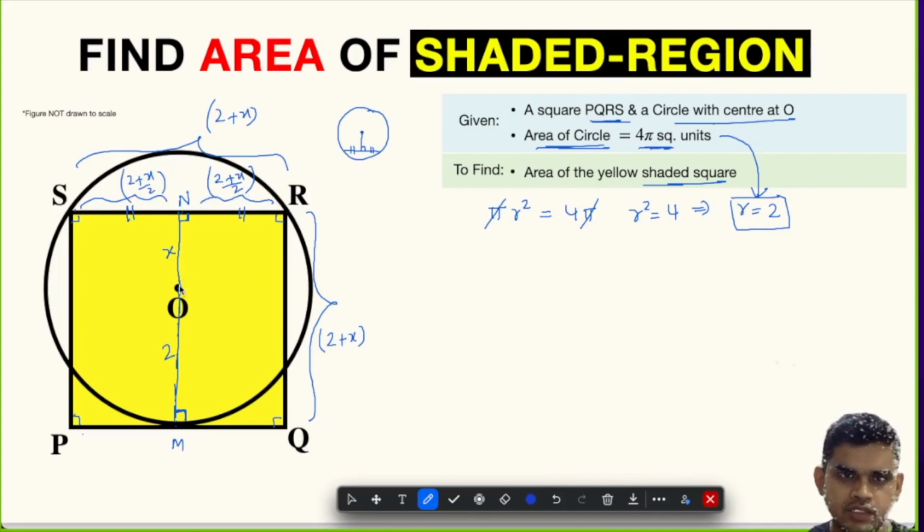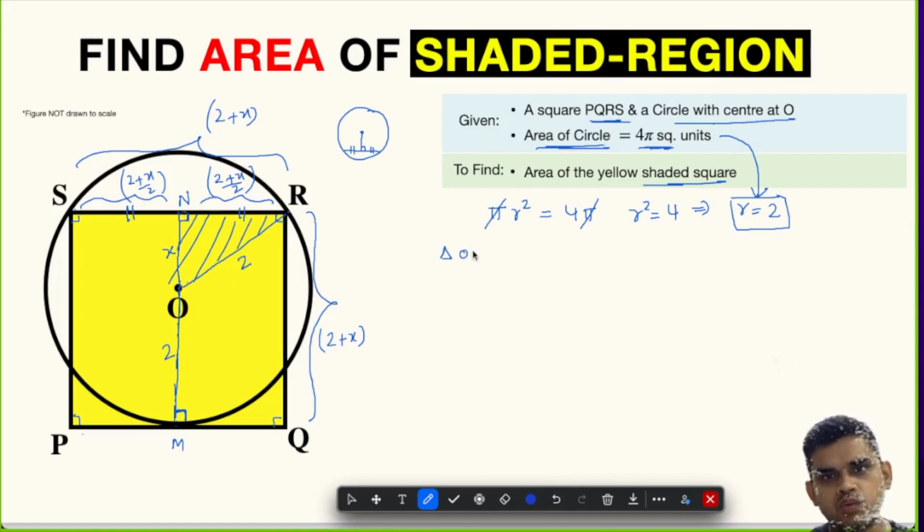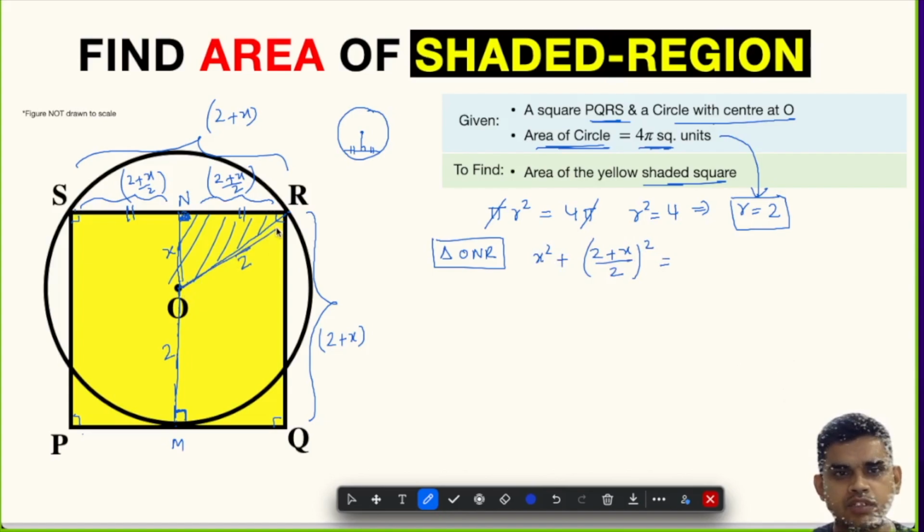Now let us join O and R. So this is also a radius, which is equal to 2 units. Now let's focus on this triangle, that is ONR. Triangle ONR is a right angle triangle, right angled at point N. We will use the Pythagorean theorem here. So x square plus (2 plus x over 2) whole square is equal to the hypotenuse, that is 2 square.